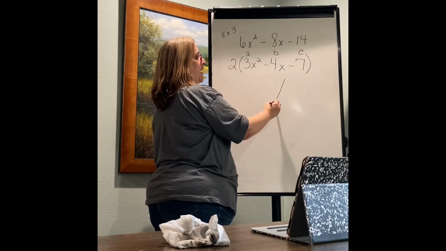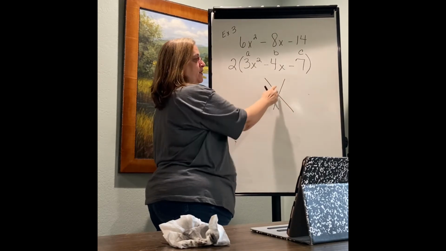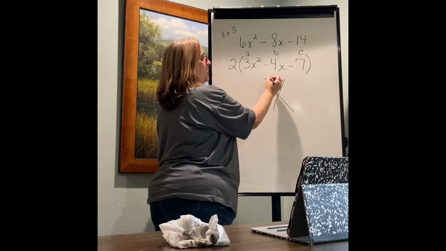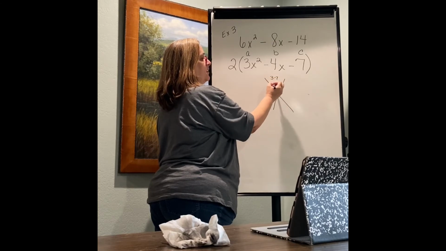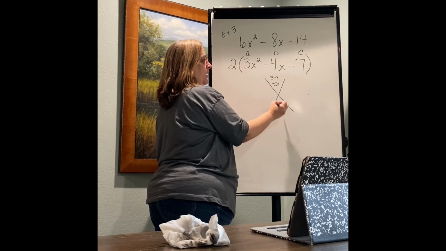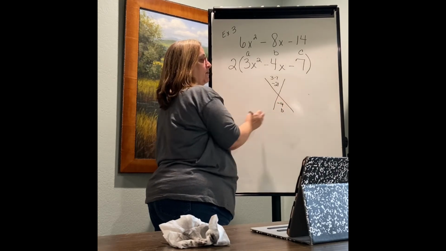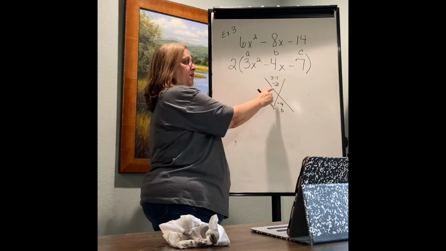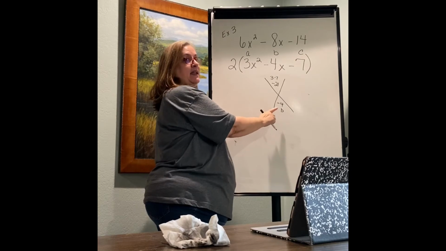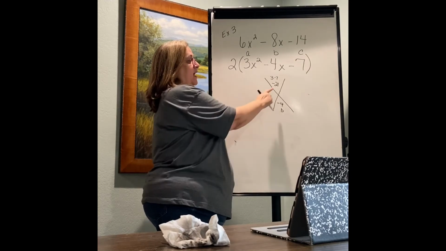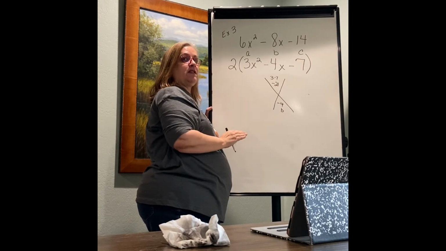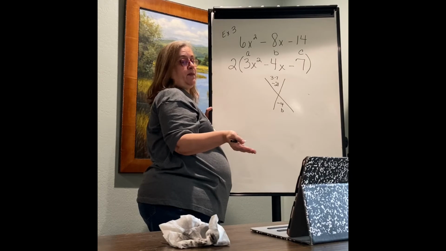So I'm going to factor that using the x method. Remember, in the top of my x, I do A times C. So 3 times negative 7 is negative 21. And my B value is negative 4. So I'm looking for two numbers that multiply together to give me a negative 21 and add up to give me a negative 4. Since I know that when I multiply, I have to get a negative number, I know one of my factors is going to be negative and the other factor is going to be positive.